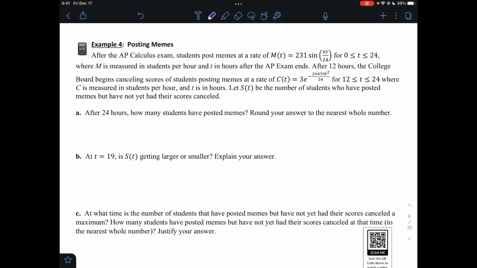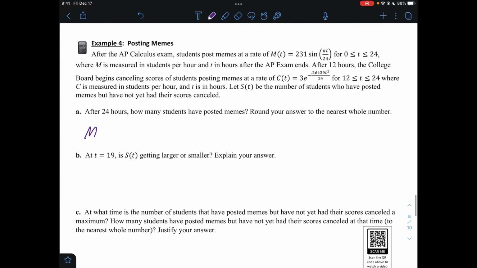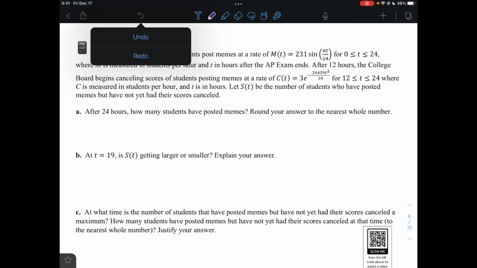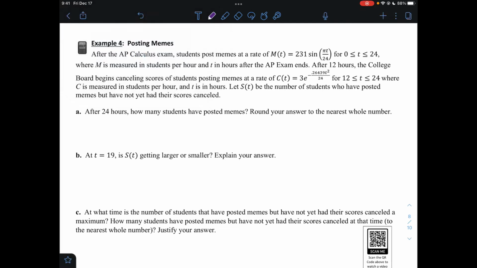Question A says, after 24 hours, how many students have posted memes? Round your answer to nearest whole number. So the question you want to ask yourself here, am I talking about M, C, or S? This is just talking about posting, not about canceling, not about students who haven't had their scores canceled, just how many have posted. So that's just M of t. All this is really asking is, what is the amount after 24 hours that M would give us.